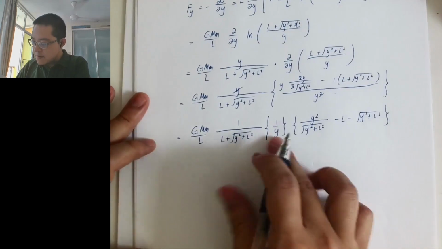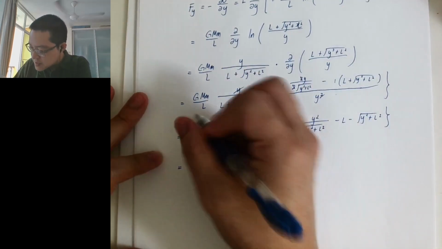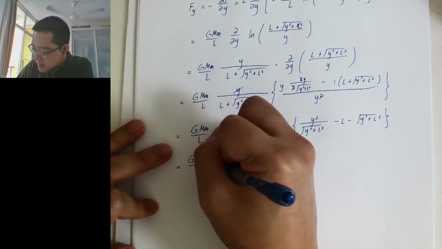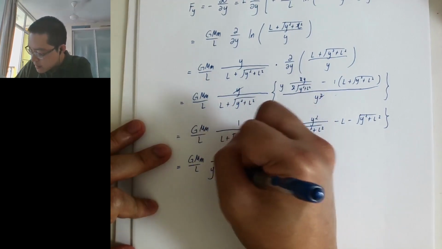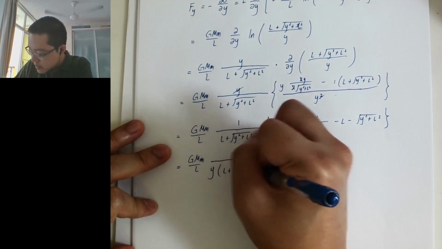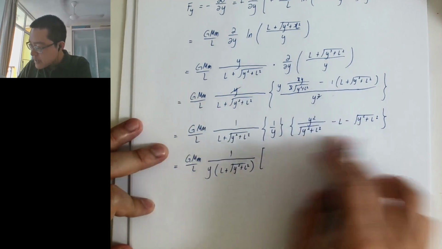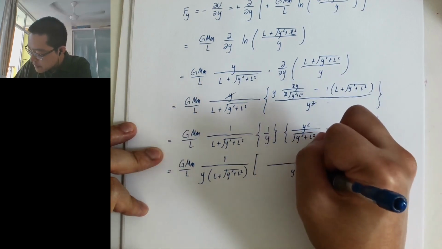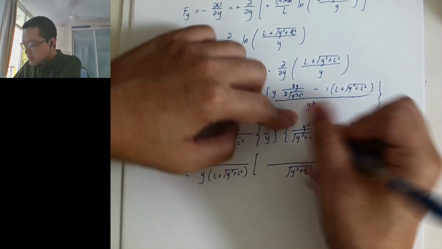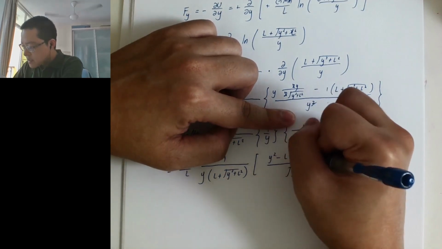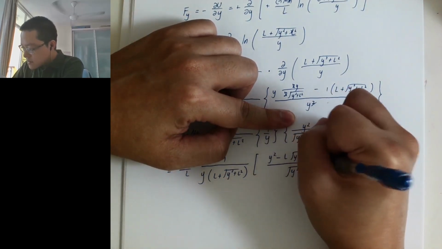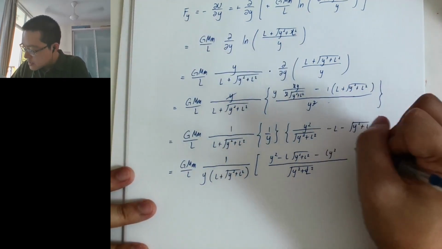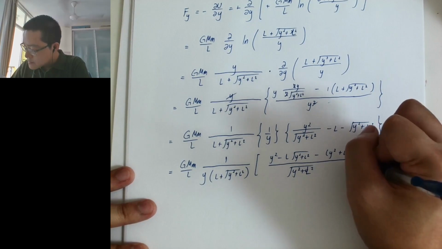Everyone okay with this, right? So this then just needs to simplify. So I got GMm over L, and this is 1 over y. Let me put them together here: 1 over y, L plus the square root of y squared plus L squared. And then I just need to simplify this part. To simplify, I make all the denominators the same for everybody. So this is y squared, this is minus L times the square root of y squared plus L squared, and then minus this thing, the square root of y squared plus L squared.